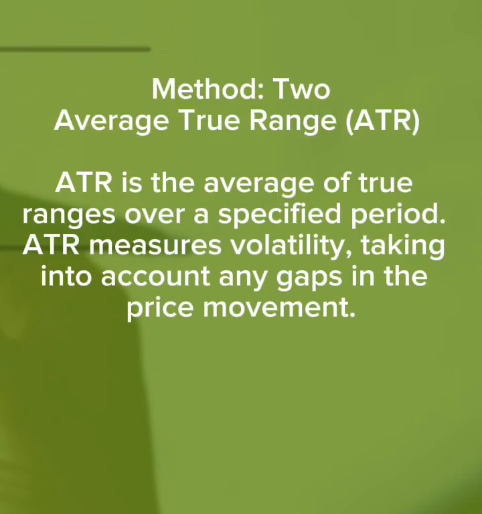Method 2. Average True Range, ATR. ATR is the average of true ranges over a specified period. ATR measures volatility, taking into account any gaps in the price movement.